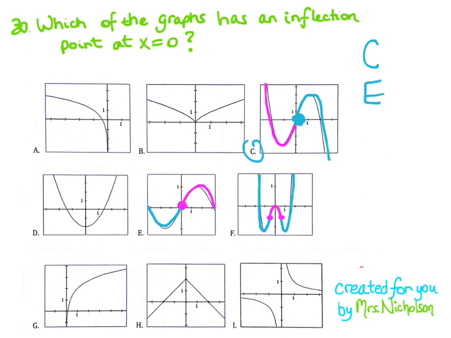G does not change concavity. H has no concavity. And I, it does change concavity. We're concave down, and then we're concave up, but we don't have an inflection point. The concavity changes because of this vertical asymptote here. So while we do have concavity change, there's no inflection point. So our only answers are C and E.